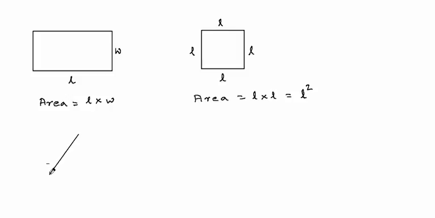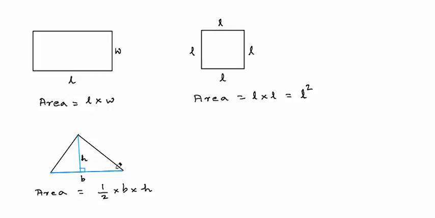For a triangle with a base b and a height h, let me show you what's meant by the height. It's this distance, the perpendicular distance from the opposite vertex to the base. Let's say this distance is h. The area of the triangle is given as 1/2 times b times h.